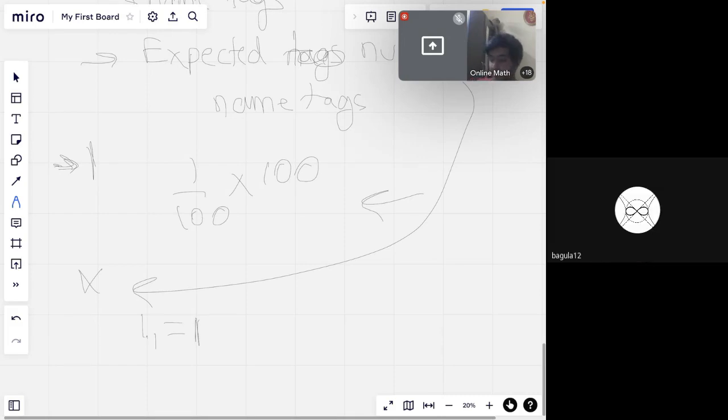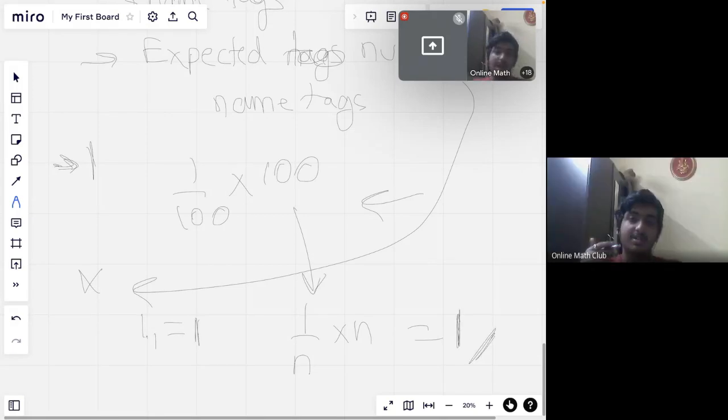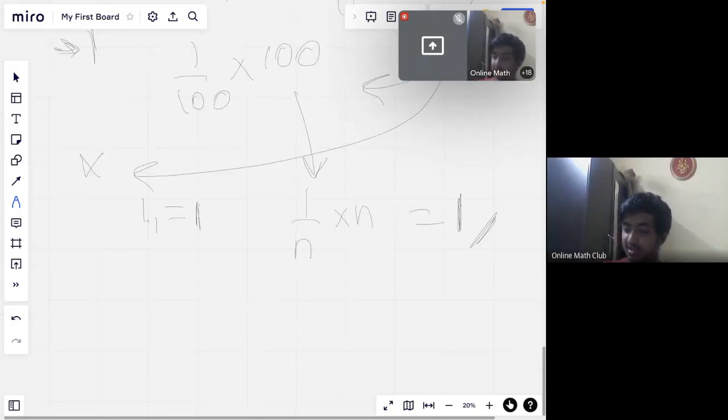So you see that this result is also interesting because it shows that the expected number would be just one. On an average, only one out of 100 will get their own name tag. It's interesting to think about that, right? And in general, 100 could be anything. The probability will be 1 by n, and there are n people, so it's always going to be 1. Even if you have 1,000 people, the answer is going to be 1, which is super interesting.